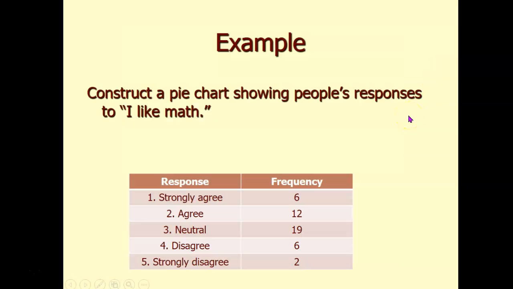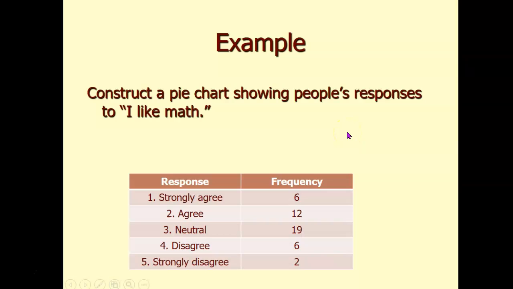So let's do one of these ourselves so that we see how it works. Let's construct a pie chart showing the responses that you guys gave to one of the things I asked you on that introductory survey, whether you agree or disagree with the statement, I like math. You could either strongly agree, agree, disagree, strongly disagree, or be neutral. So this shows how many people gave each of those responses. And so I'm going to take this. Everybody falls into one of these categories. If you answered that question, you got counted in one of these categories.